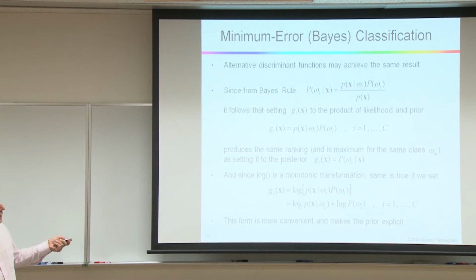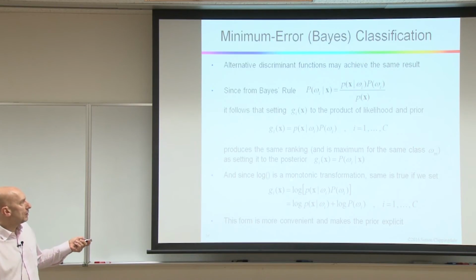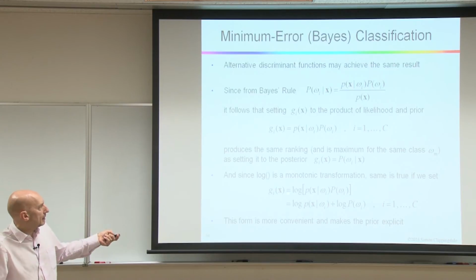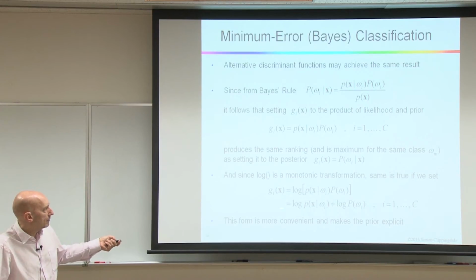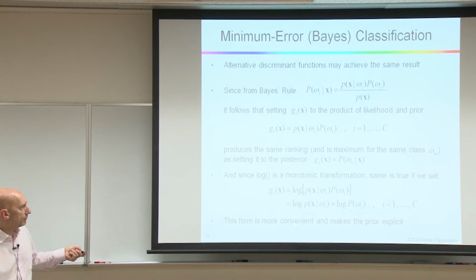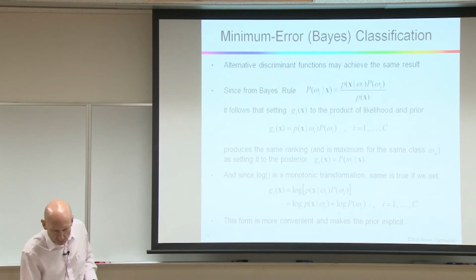You can also take the log of this thing. Because log's a monotonic transformation, it doesn't go up and down, it just goes up. The same is true, that you get the same ranking if you take the log of this thing. So doing that gives you this, and it separates the log of the prior from the log of the likelihood there, which is more convenient and makes the prior explicit.